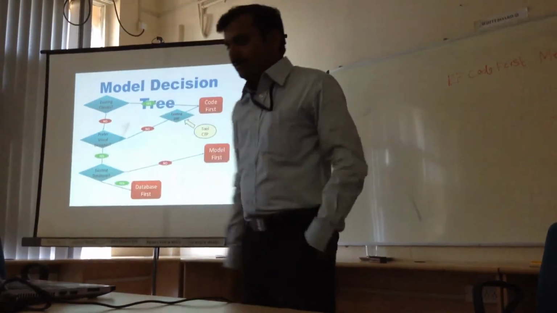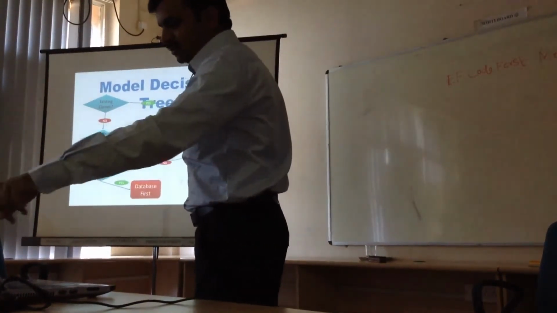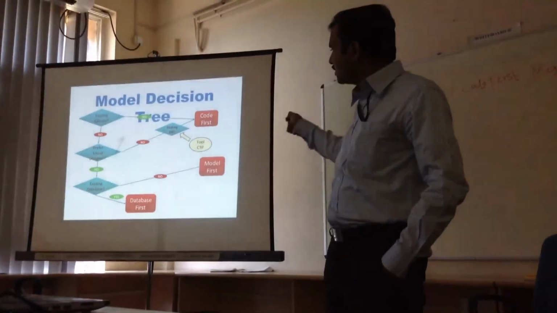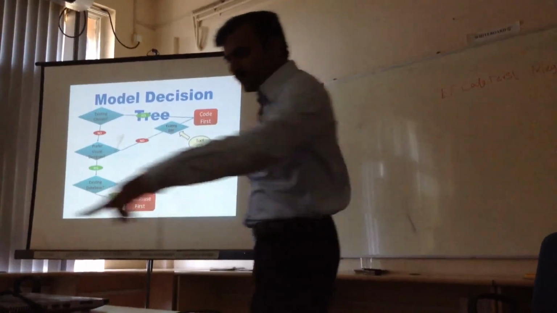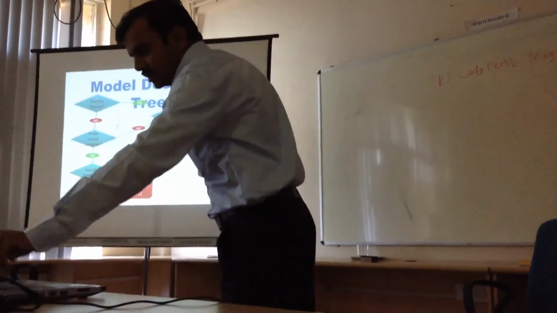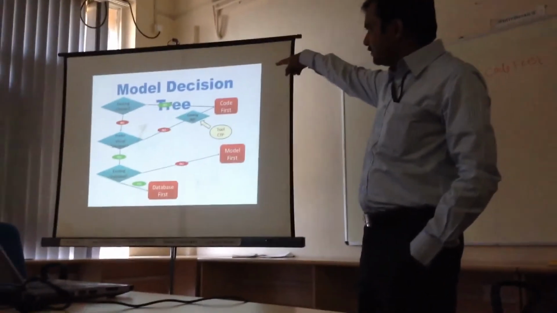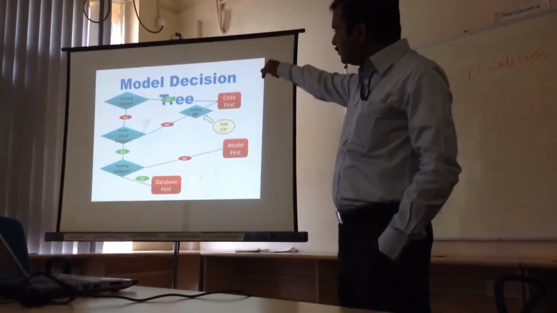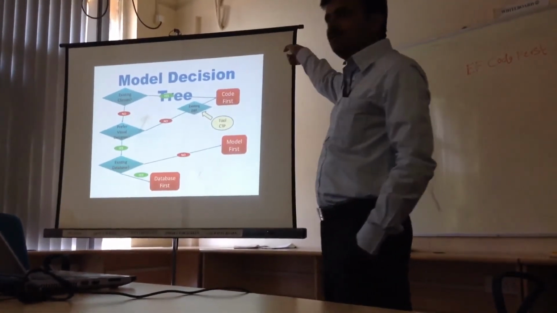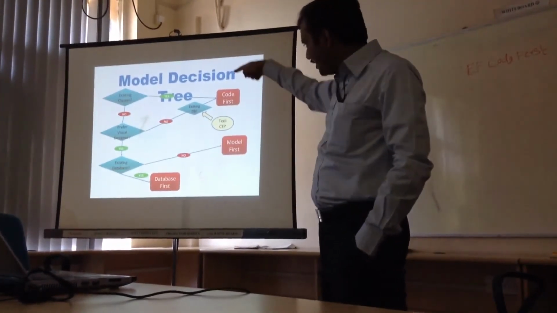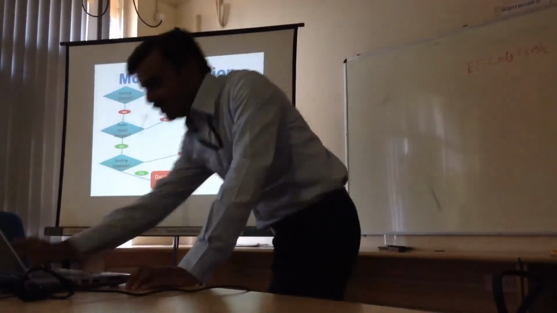Then another question you need to ask is: do you have existing classes? If yes, then go for code first. Otherwise, check the other options from there. So the starting point is like this. Do you have existing classes? If yes, go for code first directly. There are no other options; it is the best option for this. If no, then again you need to check with these types.